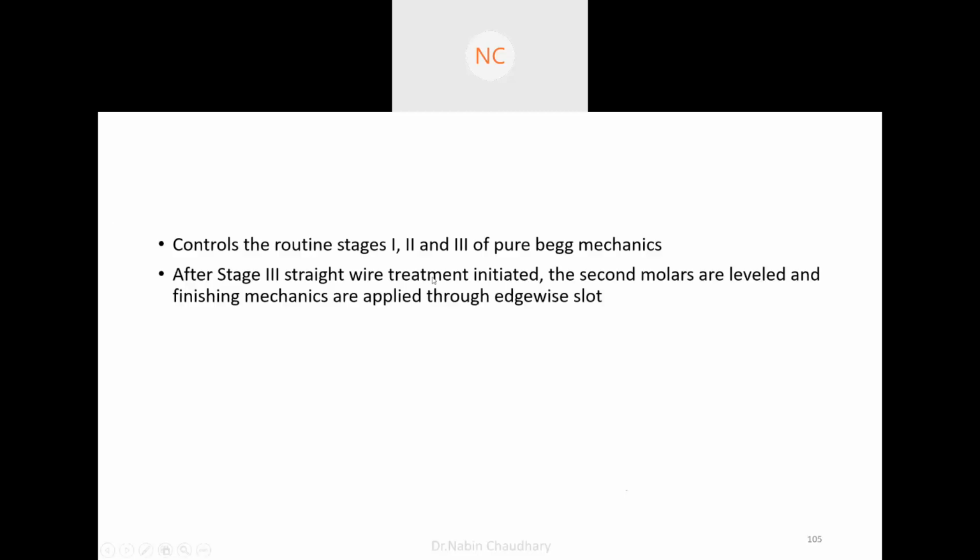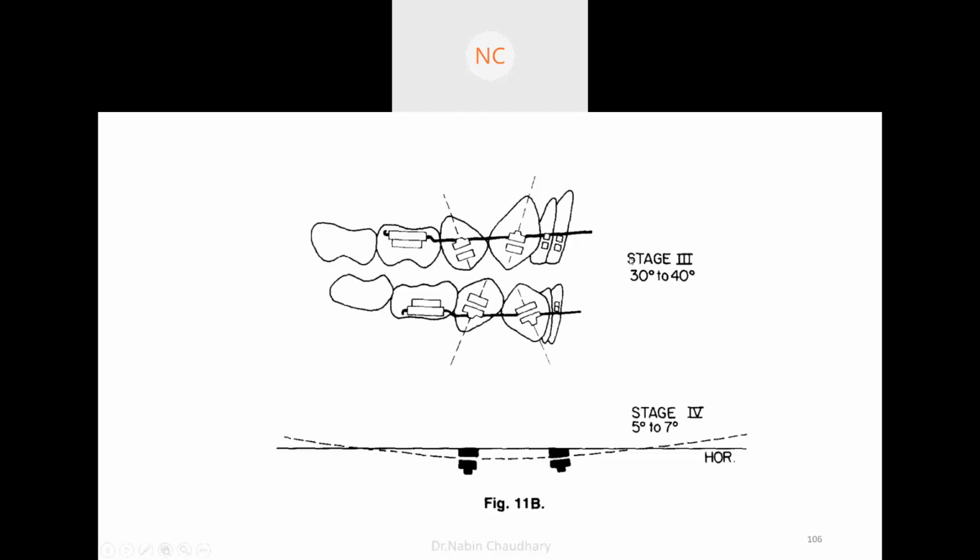So during stage 1, stage 2, and stage 3, the pure Begg mechanics is utilized by incorporating the archwire in the Begg slot. And after stage 3 is done, in the Begg mechanics, generally the second molars are not incorporated. So after stage 3 is completed, the second molars are also incorporated. It is aligned and leveled, and the finishing mechanics are applied through the use of the edgewise slot.